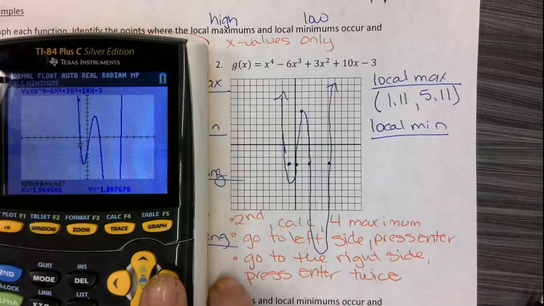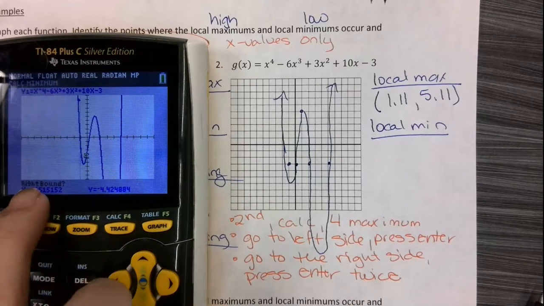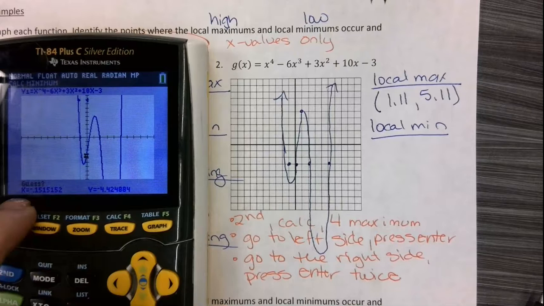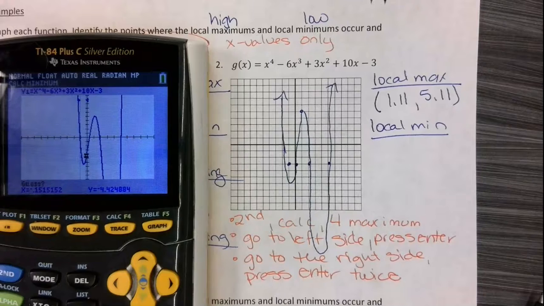No, you press enter once on the left side, twice on the right. The reason you do twice on the right is because the first time it says right bound. The second time, it thinks it's fun to guess, but the guess doesn't affect your answer, so we don't have to. So you just press enter twice on the right. So what's my minimum value here?